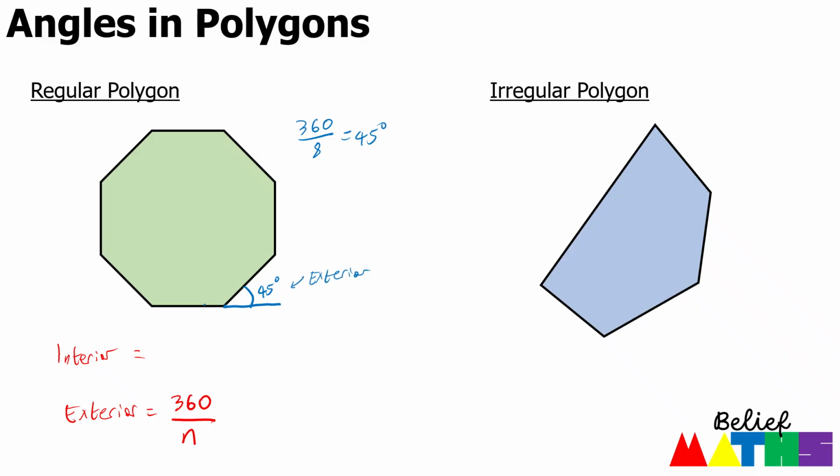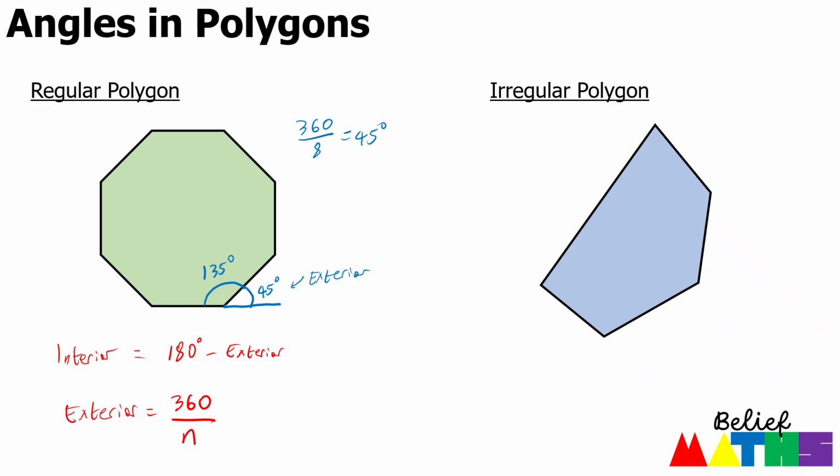So the interior angle then makes a straight line. So you do 180 minus 45, which is 135 degrees. So the interior is equal to 180 minus the exterior. Obviously in an irregular polygon they're not all the same, so these don't work.